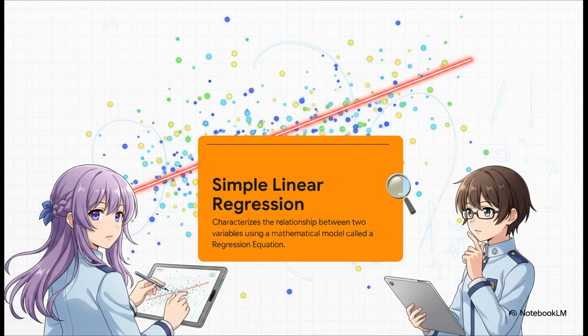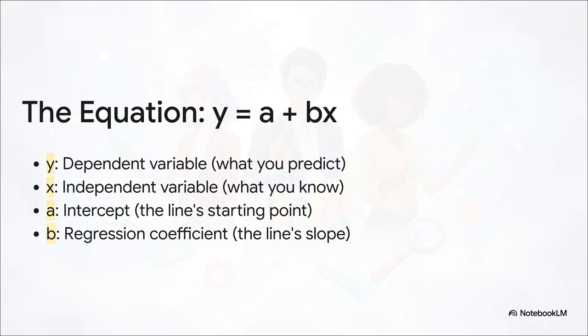This is the method we use to find and draw that one perfect line of best fit right through the middle of our cloud of points on the scatter plot. What we're really doing is creating a mathematical model of that relationship. And that whole model gets captured in this one simple, elegant equation, y equals a plus bx.